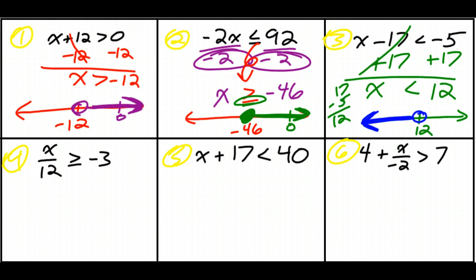For number 4, multiply both sides by 12 because x divided by 12 is greater than or equal to -3. That gives you x greater than or equal to -36. Notice that we don't change the sign because we are multiplying by a positive 12.